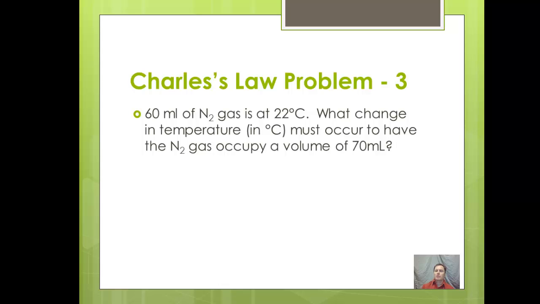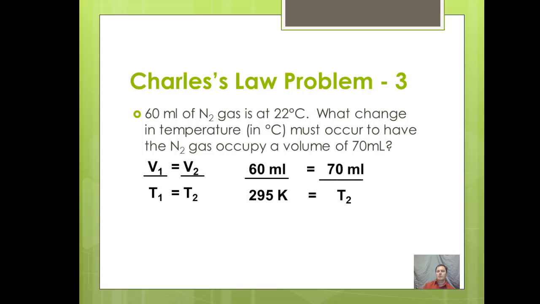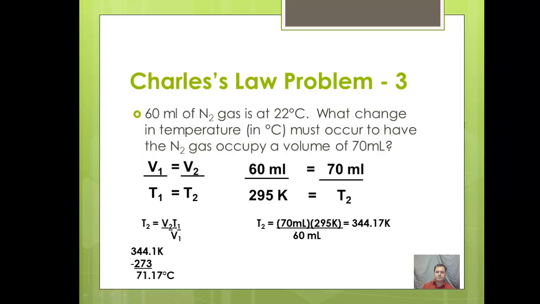Okay, so the first thing we're going to do is find T2. So rearrange here. Once again, T2 is going to be V2 T1 over V1. It looks something like this, and we get a temperature of 344.17 degrees Kelvin. But it wants it in Celsius, which is 71.17 degrees Celsius here.